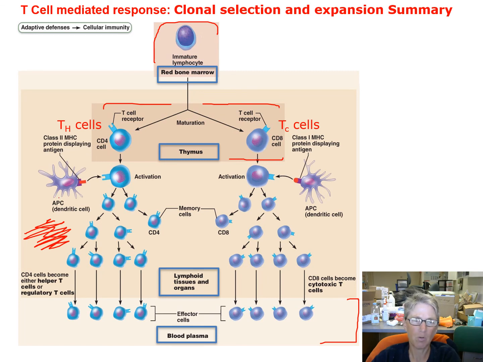Here's an antigen presenting cell presenting an antigen in a class 2 molecule to a helper T cell. Here's an antigen presenting cell presenting an antigen or an epitope from that same foreign invader, but it's presenting it to a cytotoxic T cell or a CD8 positive T cell. But then you get formation of the clones and the memory cells. And then the clones, these guys all go out into the blood plasma. They travel all over the body looking for infected cells.